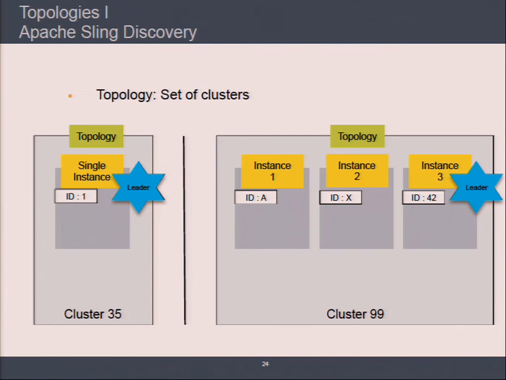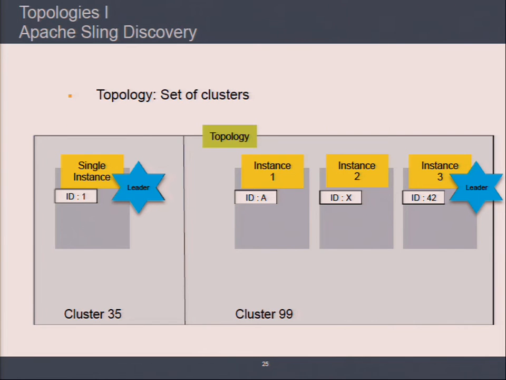And on top of this cluster notion, we define the topology. Again, topology can be a cluster with a single instance, a cluster with 3 instances, or to make it more complicated, as we have topologies which span different clusters. So in fact, what we define as a topology is a set of clusters. So just to have this notion.